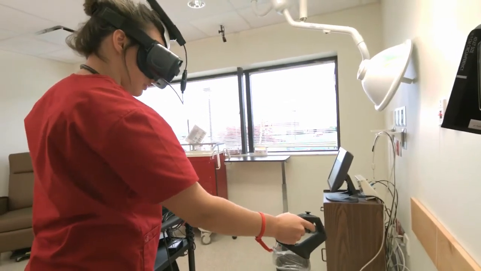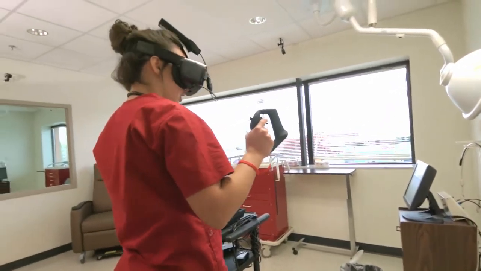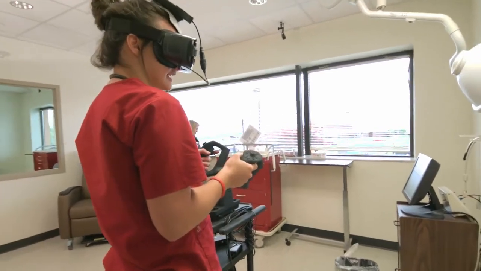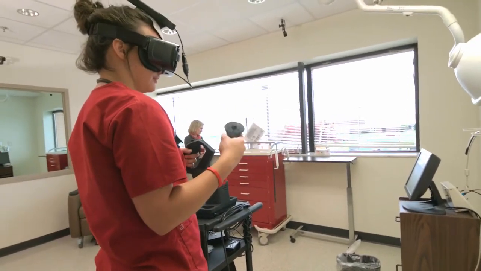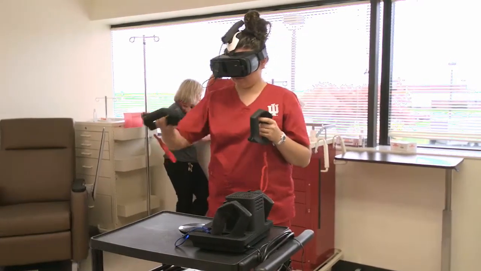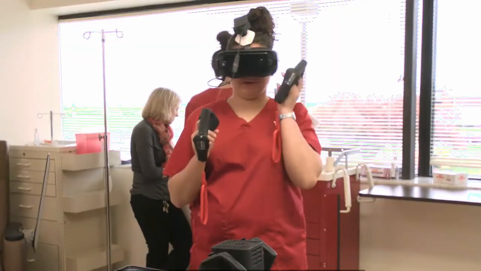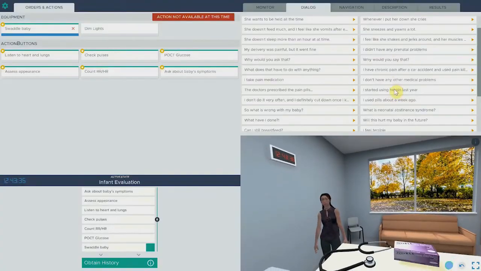If my test results come back, I'm having all this diarrhea. Well, you actually have a condition that's called C. diff, so it actually makes you have diarrhea for a while. I like the aspect that you're communicating with the patient and the family members because that's real life. So what medications were you on during the pregnancy? I used pills about a week ago. What pills were they? Do you know the exact name of the medication?